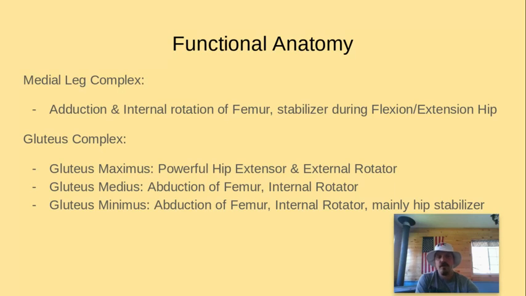And then our gluteal complex, which, remember, the glute max and the glute medius are similar. And then when you cut them away, you get the glute minimus, which is mainly the hip stabilizer. It's a small, flat muscle that lays right next to the joint line. So it's mainly a hip stabilizer.